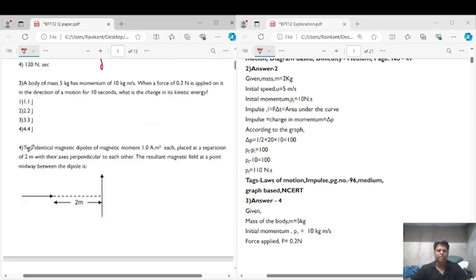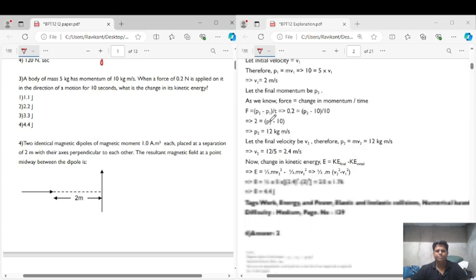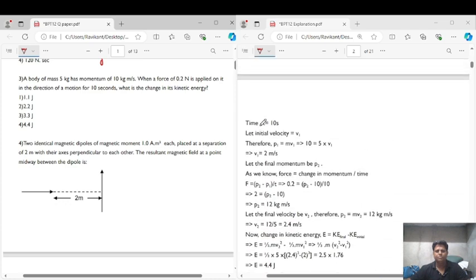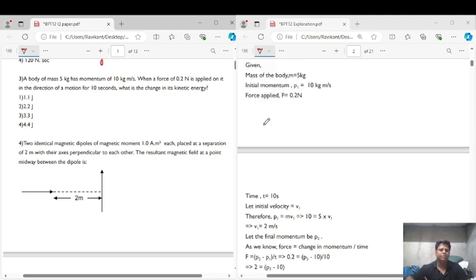Now let's come to question number 3. Question number 3 says the body of mass 5 kg has a momentum of 10 kg meter per second. When a force of 0.2 Newton is applied on it in the direction of motion for 10 seconds, what is the change in the kinetic energy? So they say that mass is 5 kg and initial momentum is 10 kg meter per second. So initial velocity we can say u is equals to 2 meter per second.